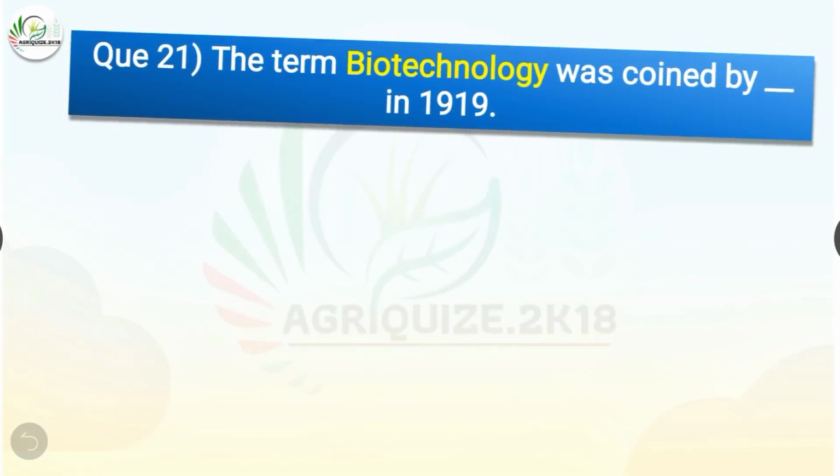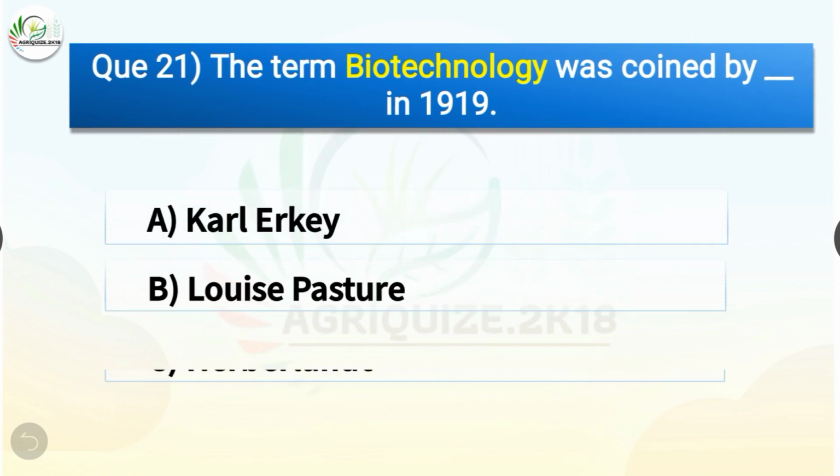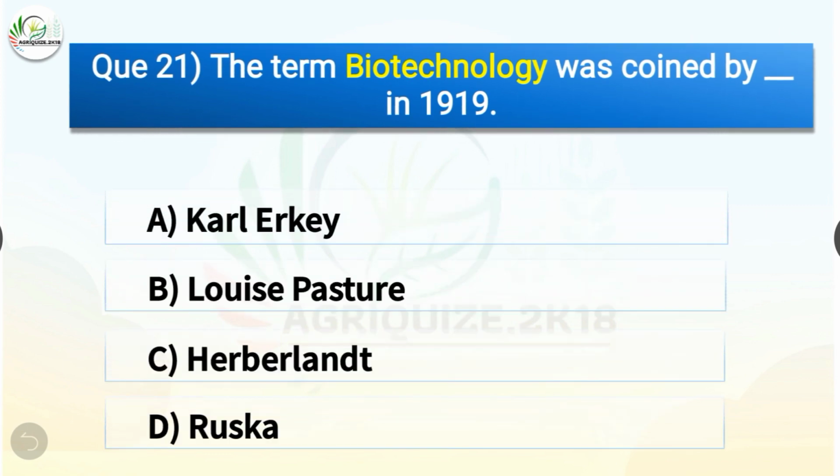Question number 21. The term biotechnology was coined by dash in 1919. The correct answer is option A, Carl Erke. So the term biotechnology was coined by Carl Erke in the year 1919.